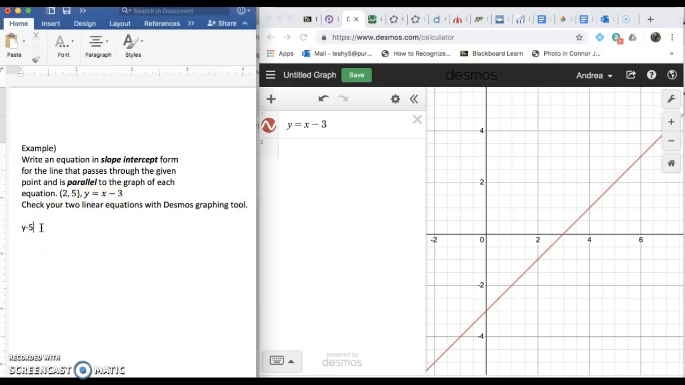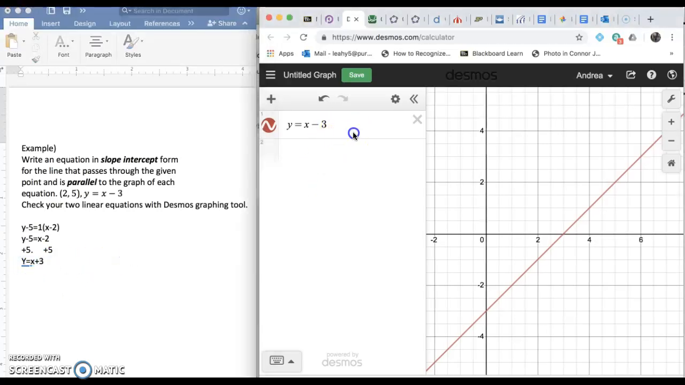So what students will do is they'll use point slope form, y minus 5 equals, and since they know that it's parallel, they will then see that the slope is still 1, and then they'll type in x minus 2. And from there they can simplify a little bit. Y minus 5 equals x minus 2, and then they'll add 5 to both sides, so they'll end up with y equals x plus 3.